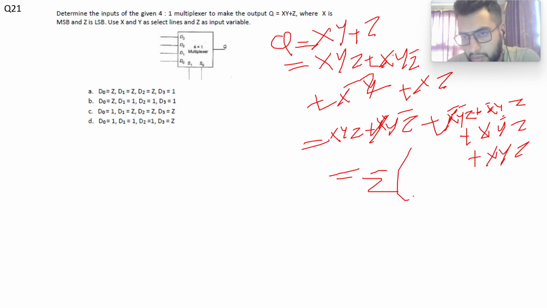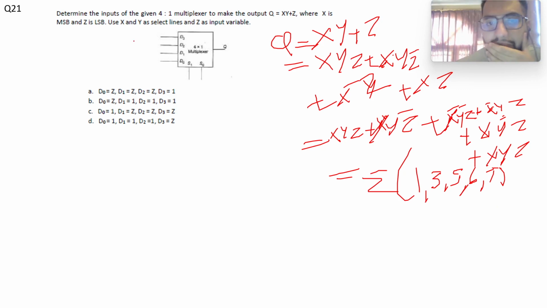This is equal to sum of minterms 1 3 5 6 7. This you can cross check. So you need to convert this to SOP form and then write the minterms 1 3 5 6 7. I have done it quickly, but I guess you guys got the idea. So what is the thing that we have done different here? The question asks us to do differently from what we have done earlier.